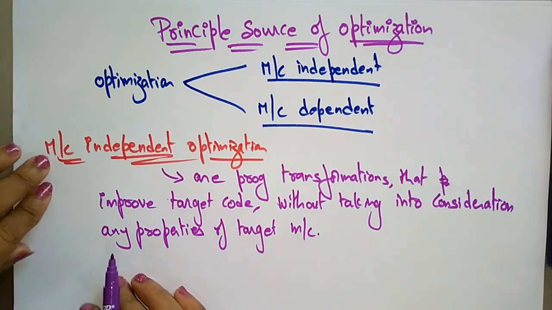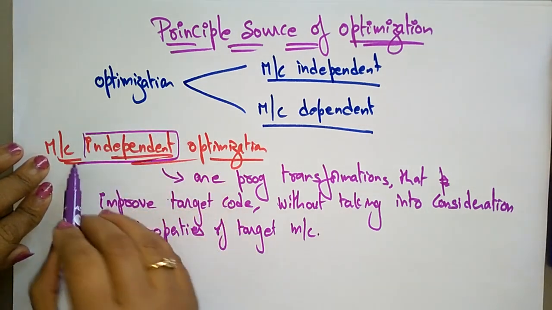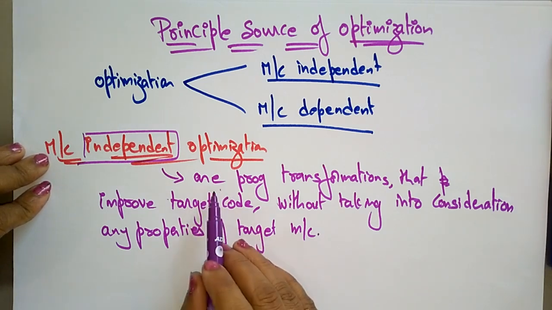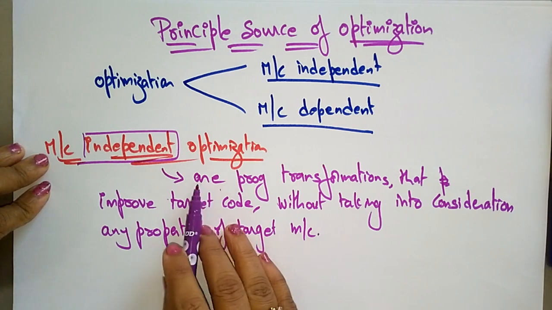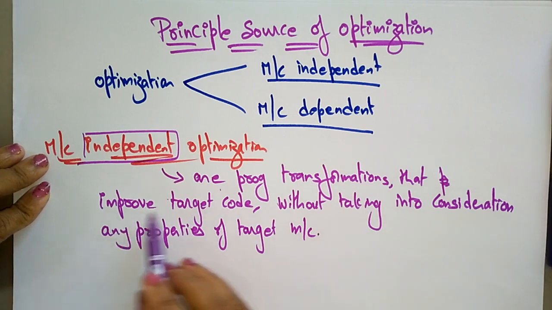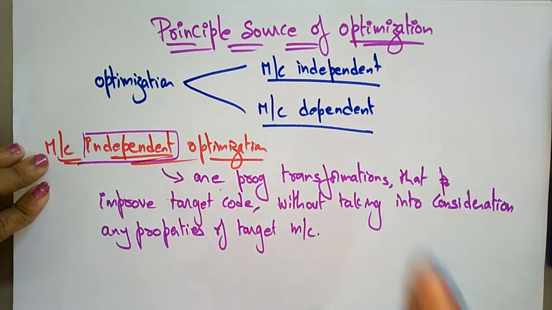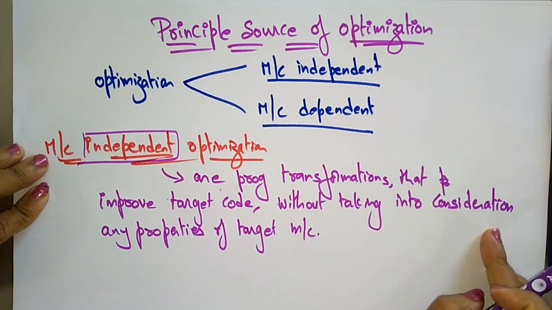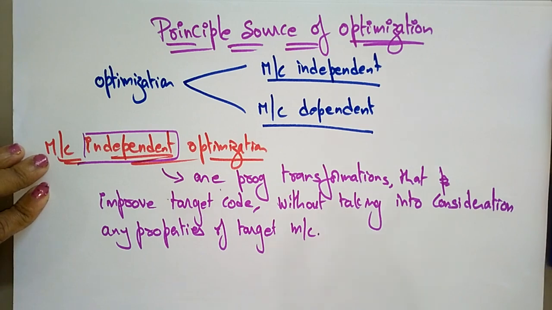Then what is machine independent optimization? Independent, the name itself is saying it is not dependent on anything. Here the machine independent optimization, or program transformation, transforms the program to improve the target code without taking into consideration any properties of the target machine, meaning without any target machine help. By itself it is transforming the program, which improves the target code.